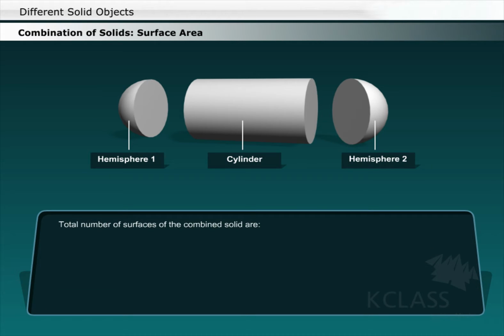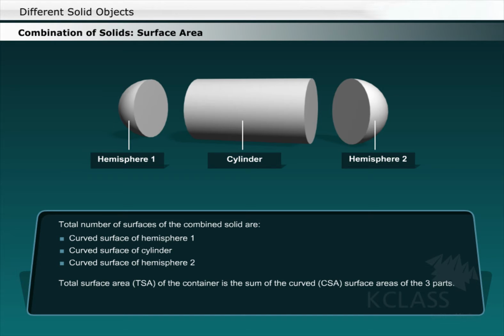They are the curved surface of hemisphere 1, the curved surface of the cylinder, and the curved surface of hemisphere 2. Note that here the radius of the cylinder is the same as that of the hemisphere. Then add up all the bits and pieces, and finally we can get the total surface area.